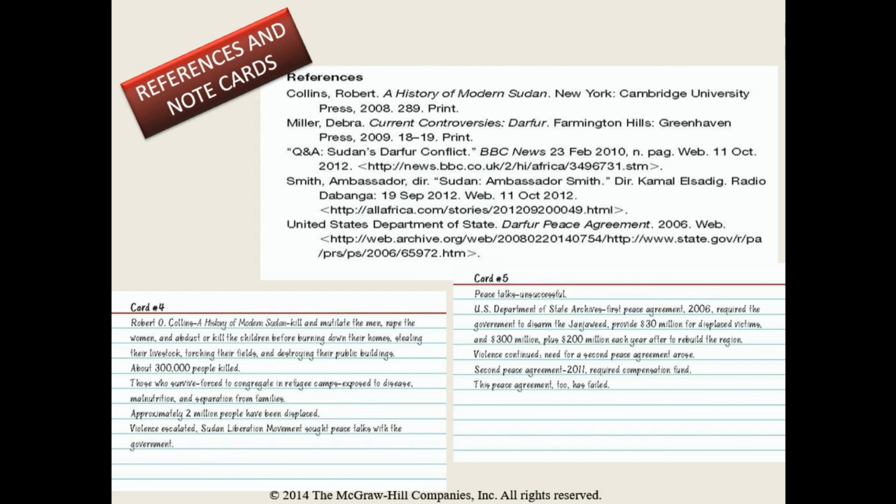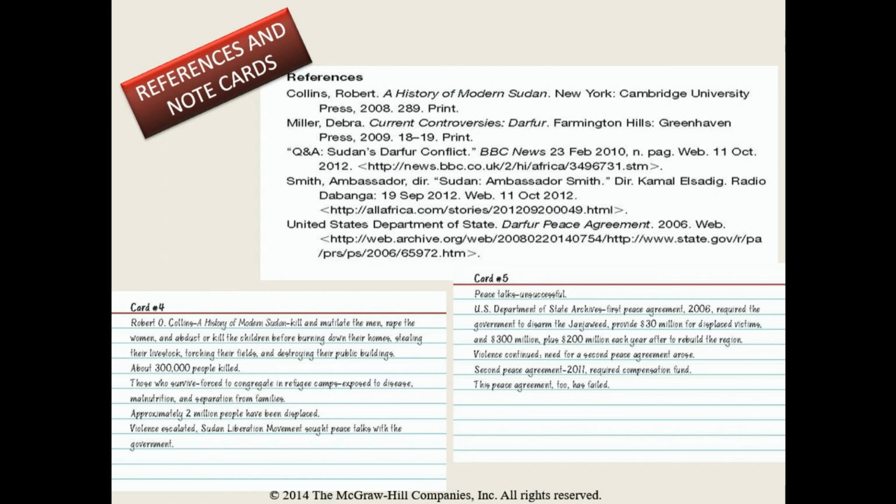And finally, references, note cards, and the outline. Remember, you're going to put your references on your outline. You're going to mention your references out loud, and you're covered. Pretty simple, right? In this first speech, you only need 3 references. There should be at least 3 references. That doesn't mean you only have to have 3.